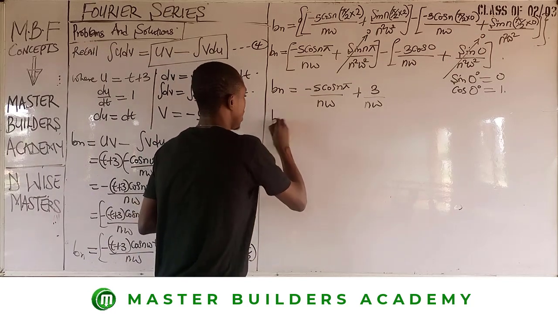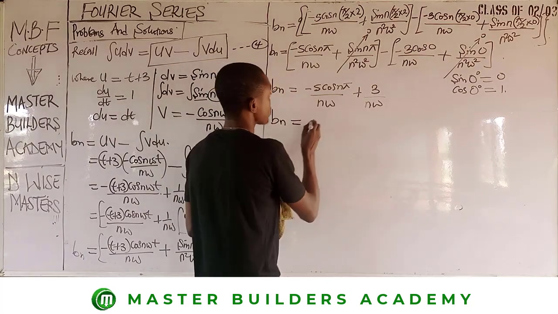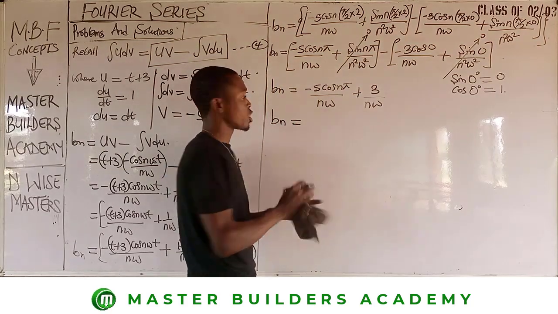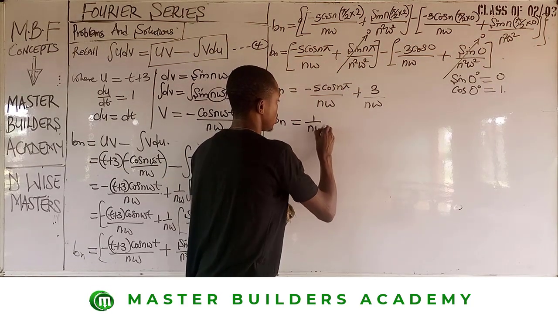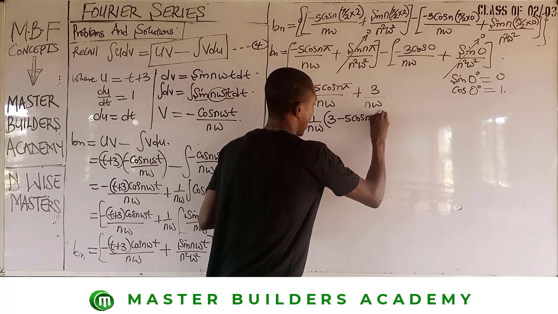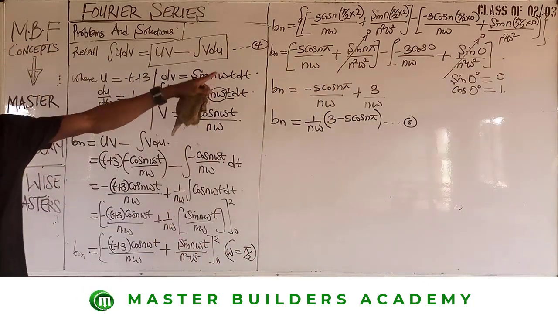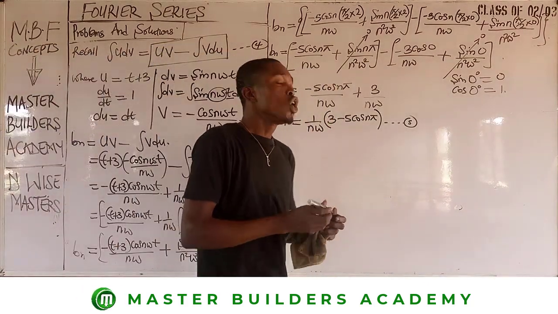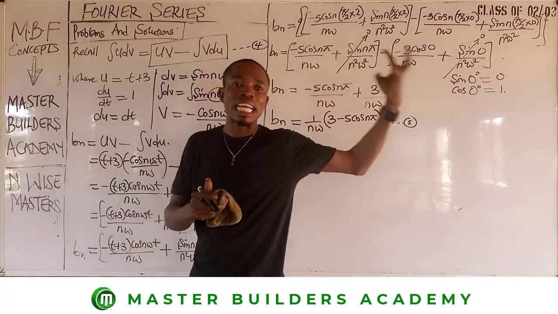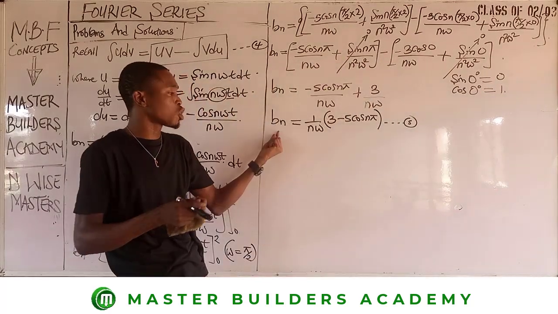We then have that Bn is equal to, what is common is the denominator, which is 1 all over n omega, into 3 minus 5 cos n pi. That will become our equation 5. Yeah, this is equation 4. This is equation 5. So now that we have successfully substituted the value of t and omega, and have arrived here, this is the model or the equation for Bn.